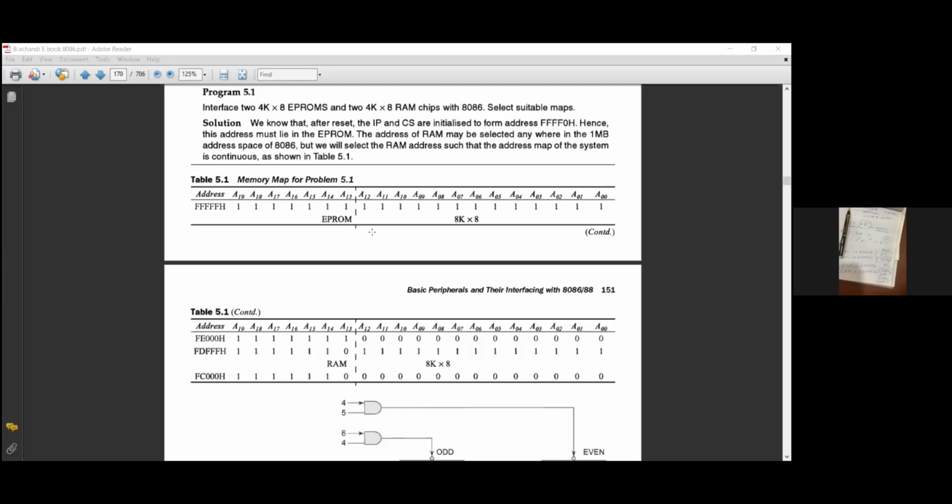You can see over here, there is a dotted line, right? Yes, sir. So this dotted line means A0 to A12 will be changed. A0 to A12 is automatically changed. Previously all were 1, so now all are 0.